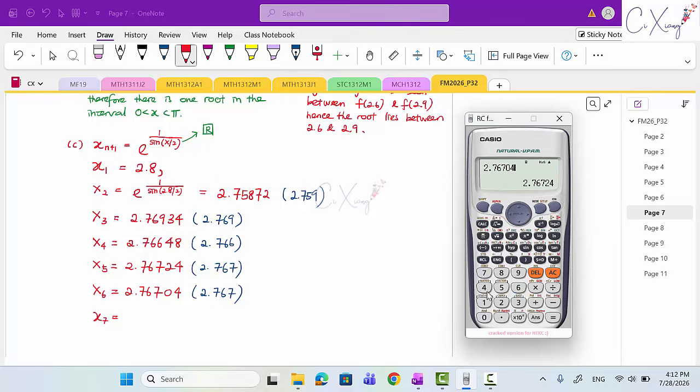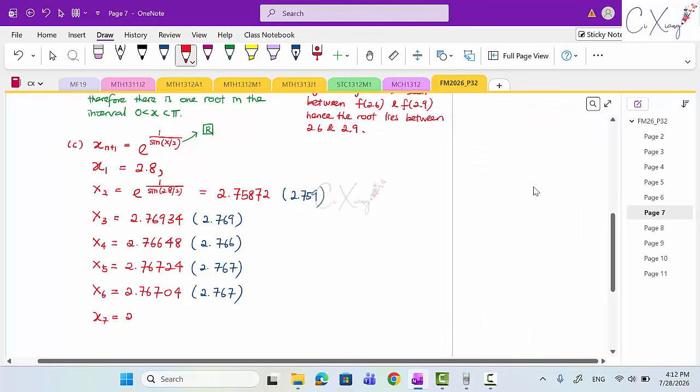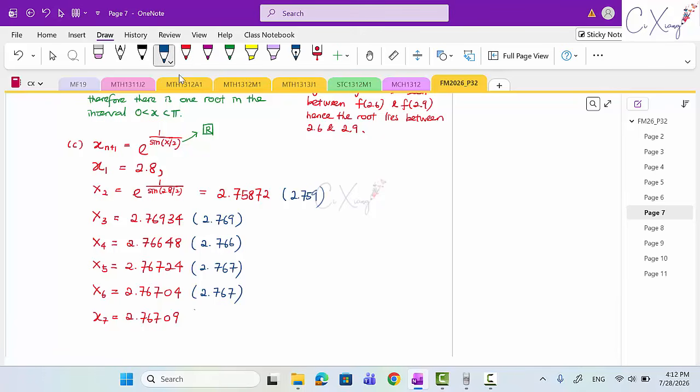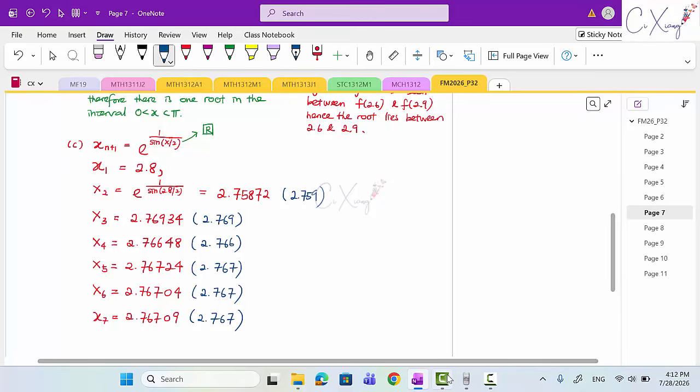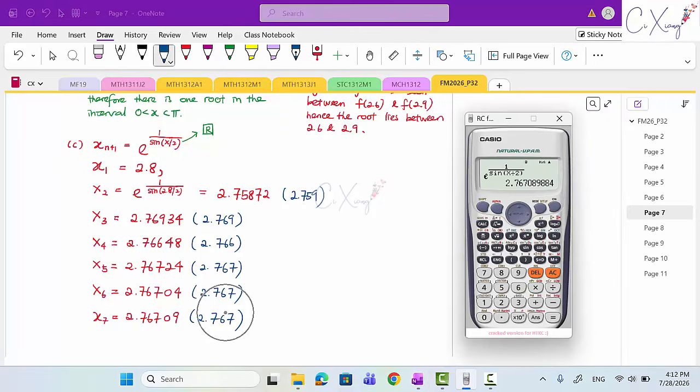So I press calculate again, then key in 2.76704. Then press equal sign. Then I'm having 2.76709. Okay, then this value again is 2.767. Alright, so it seems like it has been repeated the same value for 3 times, right? Yeah, then you can write this as a final answer if you want.